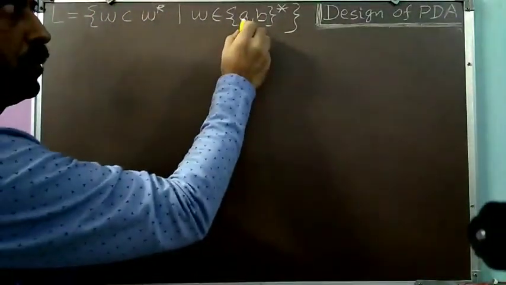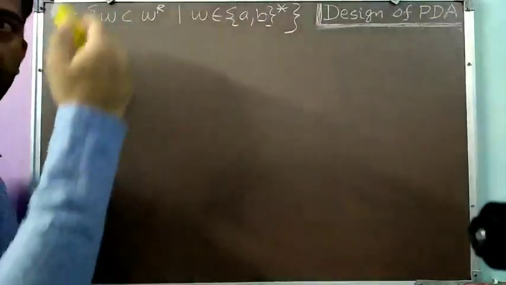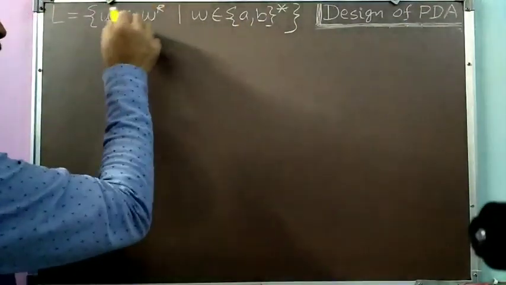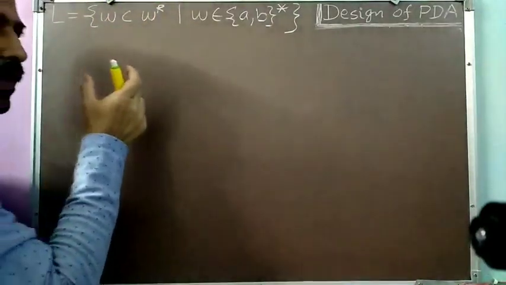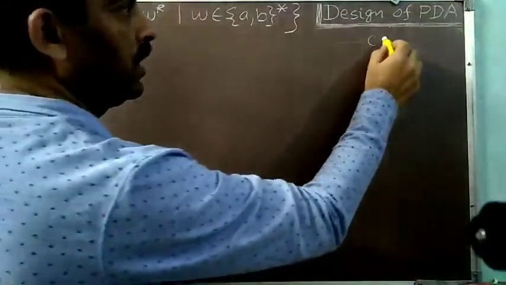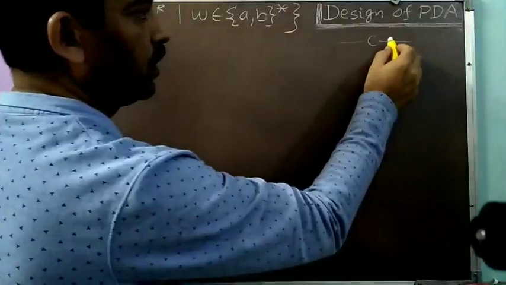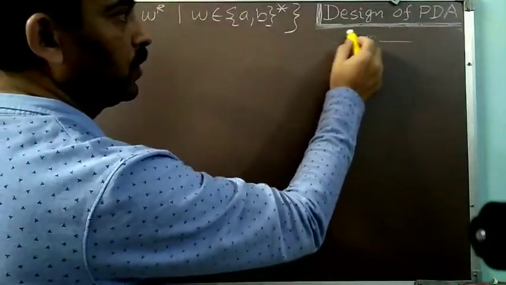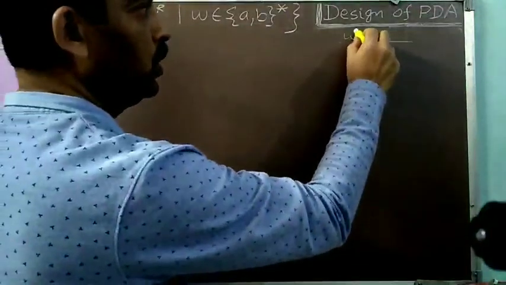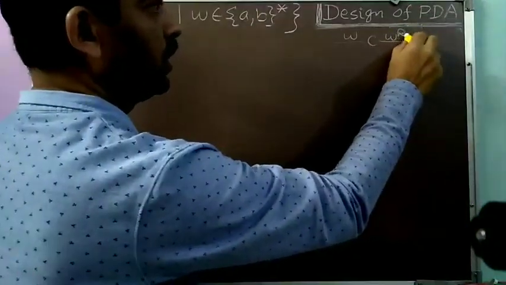So our terminal symbols will be A, B and C. A string will be of the form W C W^R, meaning a word of A's and B's will be there. Then C is the separator, and after this C we will be getting the reverse word of whatsoever we have read before this C. So it is W and it is the reverse of W.